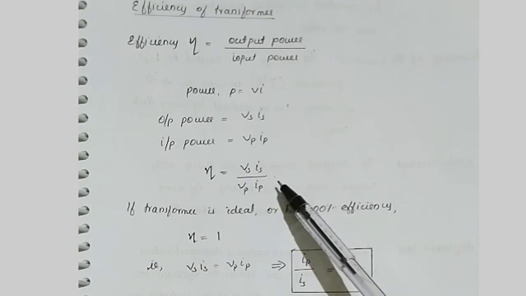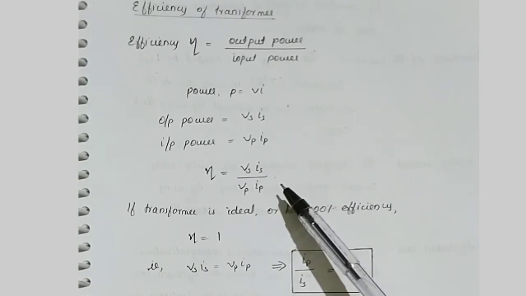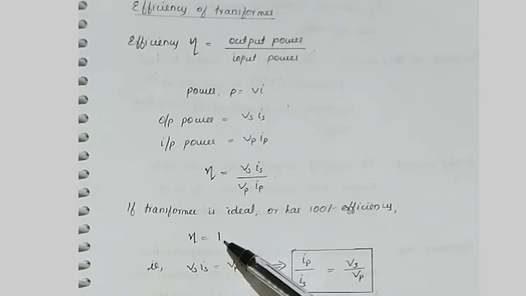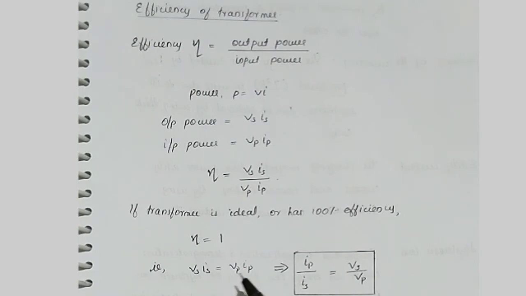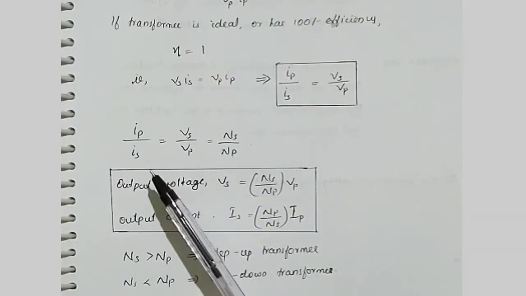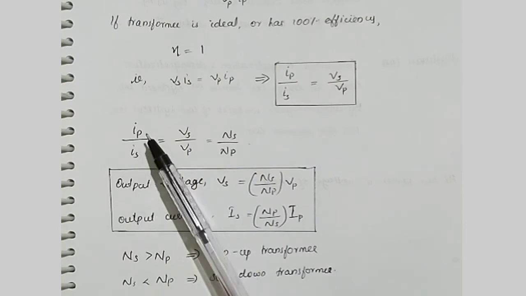Now for an ideal transformer, the efficiency is 1 or 100%, that is eta is equal to 1, from which we can write Vs into Is is equal to Vp into Ip, and from which we get the relation Ip by Is is equal to Vs by Vp. So this is another important relation that gives the relation between the input current and output current and input voltage and output voltage. So from the relations that we have obtained by now, we can write Ip by Is is equal to Vs by Vp, which is equal to Ns by Np.